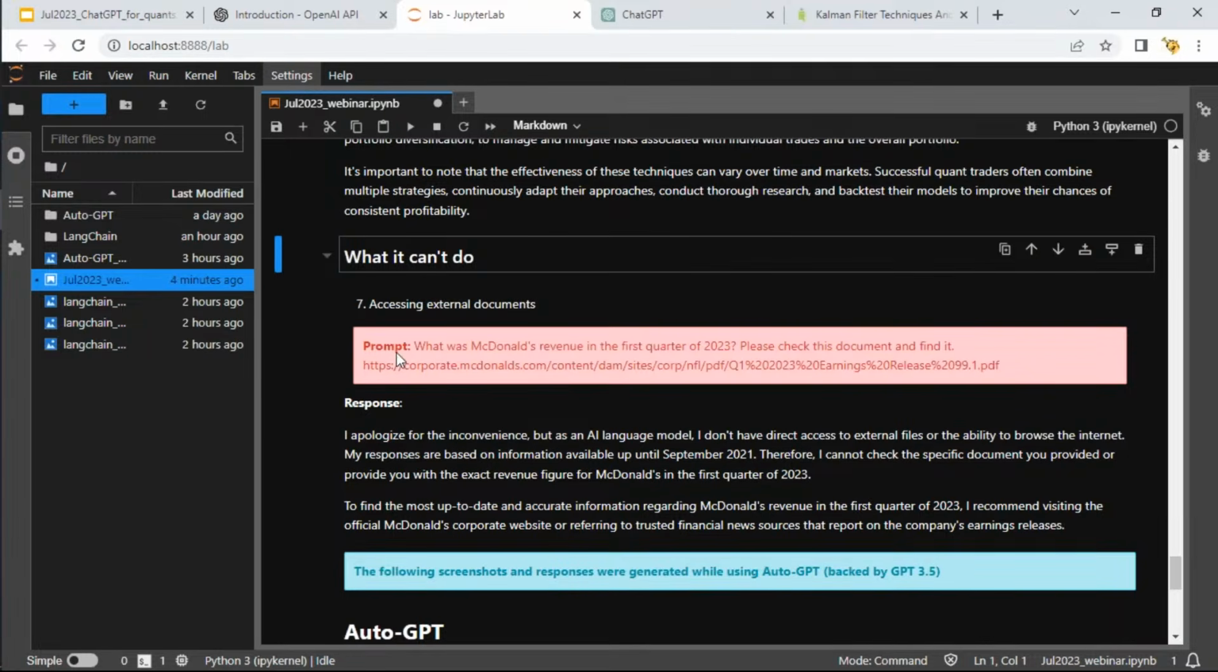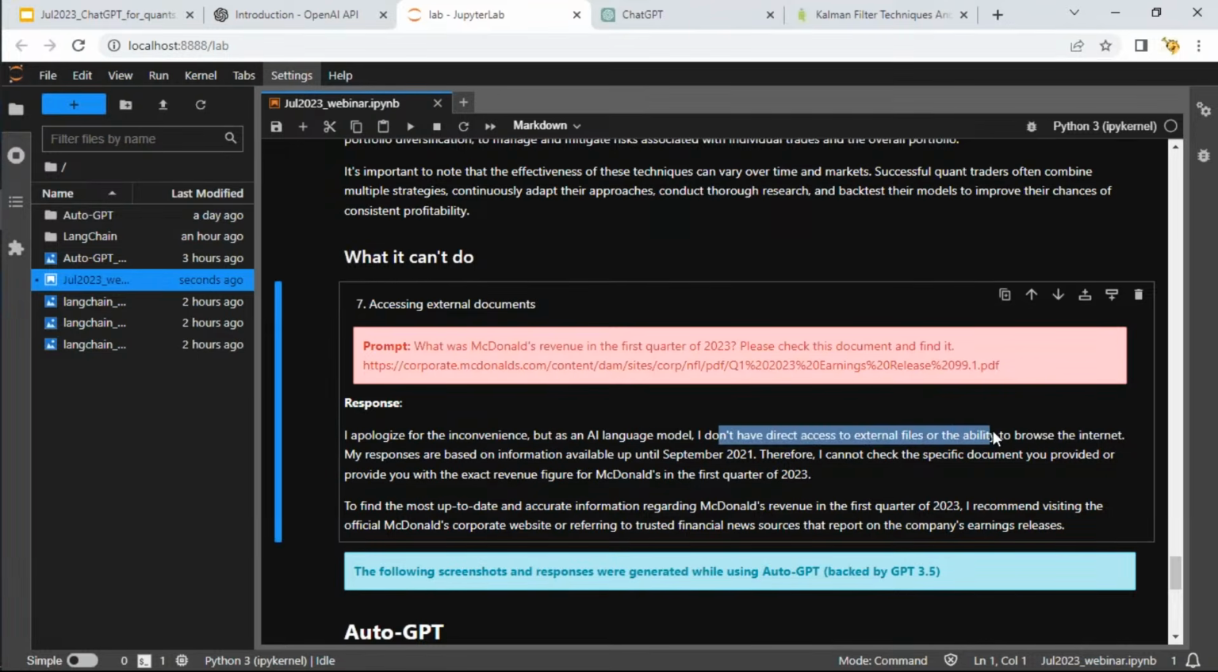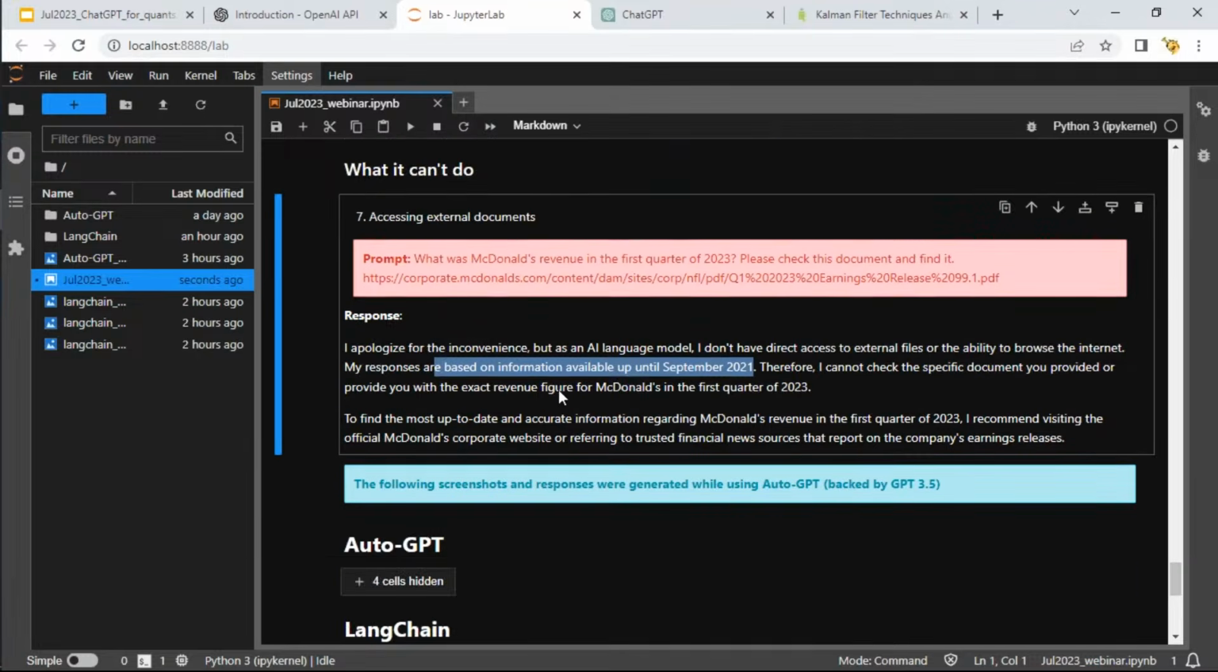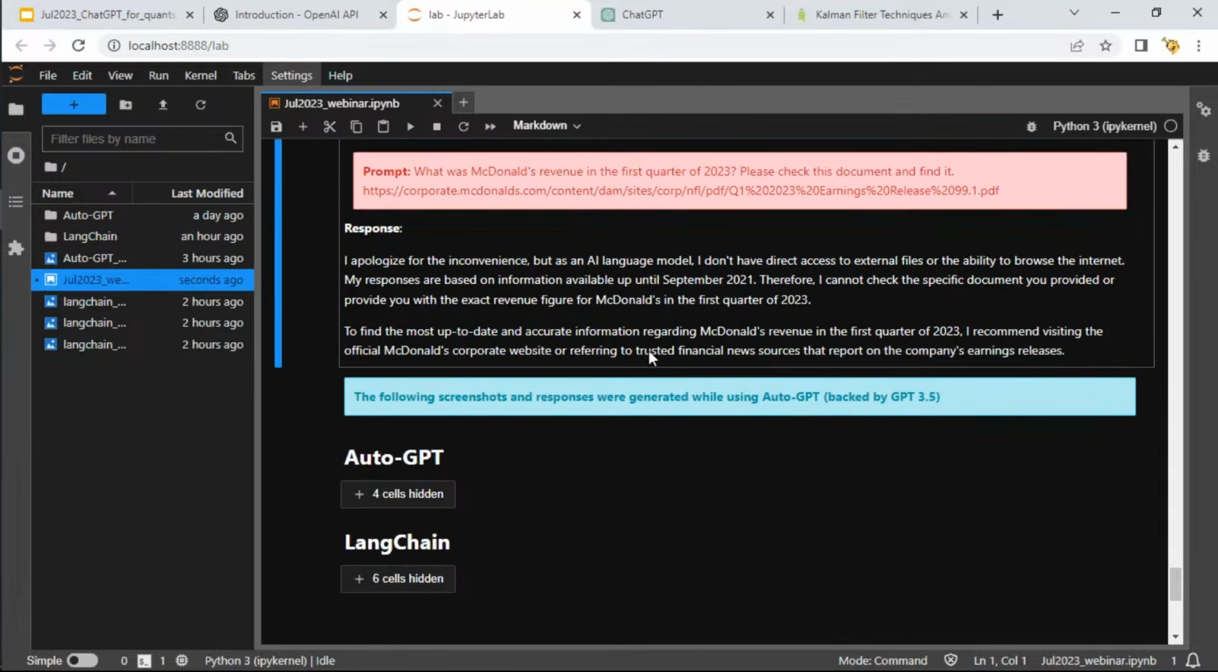For instance, I want to know, let's say, what was McDonald's revenue in the first quarter of 2023. Now, knowing that ChatGPT only has data access until 2021, what I did was I pointed it to the earnings release document on the McDonald's website, right? But ChatGPT clearly tells me that I don't have direct access to external files or the ability to browse the internet. My responses are based on information available until September 2021. So I cannot check the specific document or give you exact figures from this time. So to find the most up-to-date and accurate information, go to the website, right?